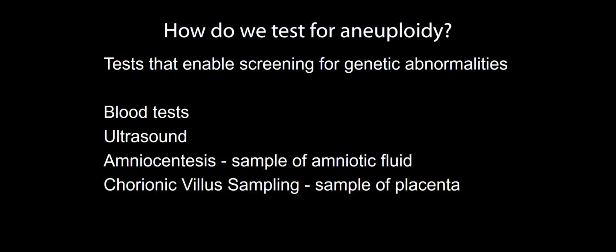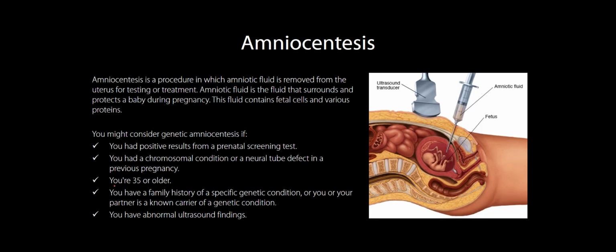All right. So how do we test for this? It turns out there's 4 common ways we can screen a fetus or developing embryo for these situations. Okay. So in addition to blood tests and ultrasound, okay, we can also do what's called amniocentesis or chorionic villus sampling. In amniocentesis, this is a procedure when amniotic fluid is removed from the uterus for testing.